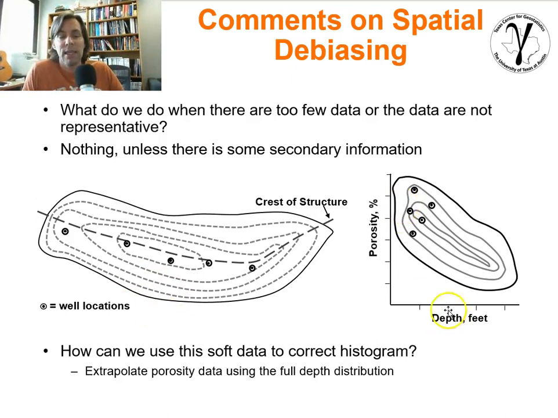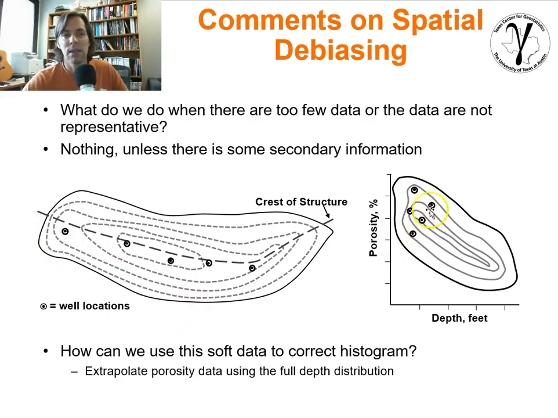We have the porosity and depth at the shallow depths. We have the knowledge of a porosity-depth relationship, a linear compaction trend drawn by these contours right here. And we know the depth at each location. That's easy to get. In fact, we're really fortunate. We just have that because you can image the structure. You know how deep it is.